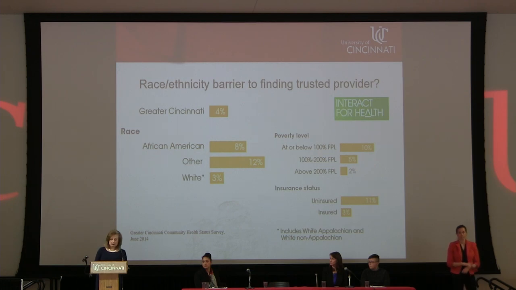When we asked about your race or ethnicity, was that a barrier? We found African Americans and other races were more likely to say race or ethnicity was a barrier. And we found the poor and uninsured were more likely to report race or ethnicity as a barrier.